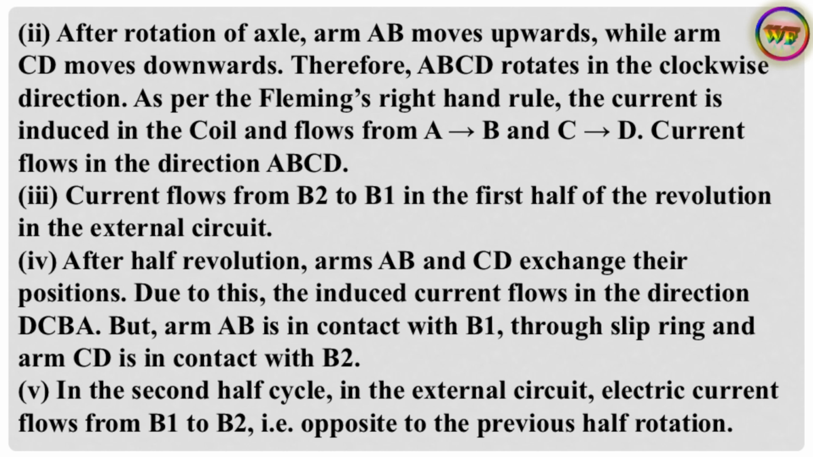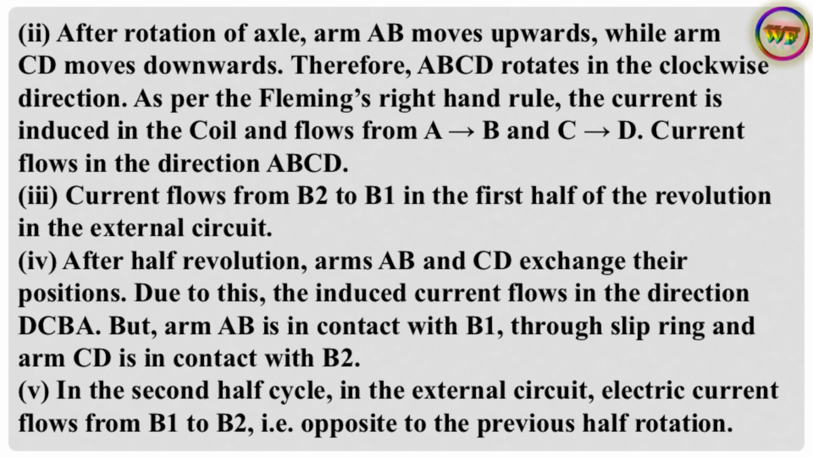Point 3. Current flows from B2 to B1 in the first half of the revolution in the external circuit. Point 4. After half revolution, arms AB and CD exchange their positions. Due to this, the induced current flows in the direction DCBA.